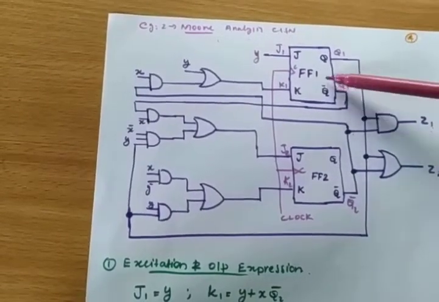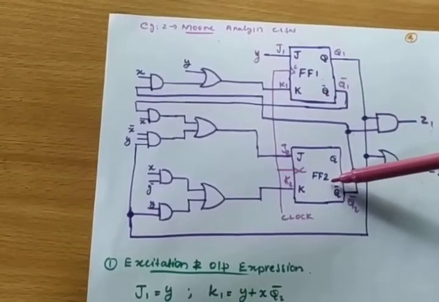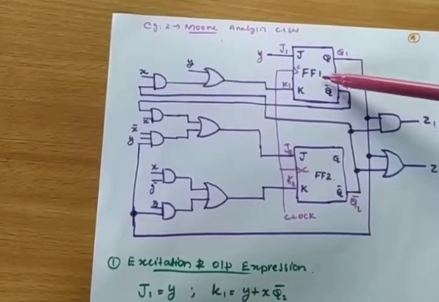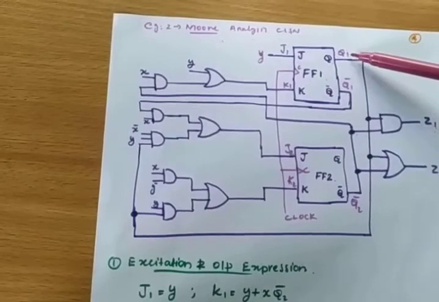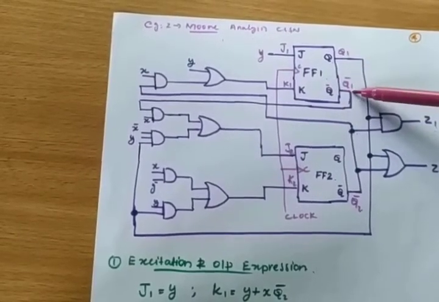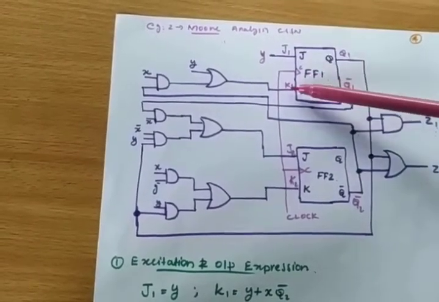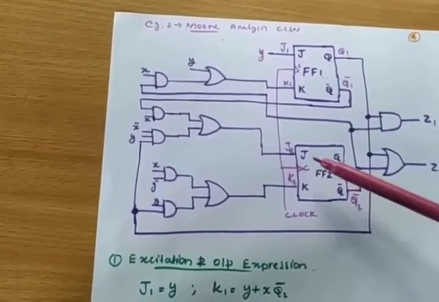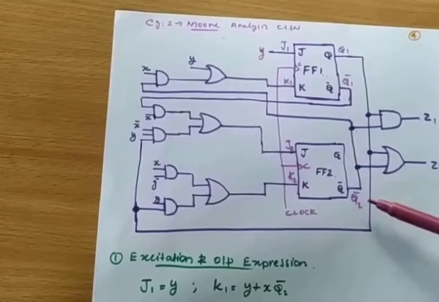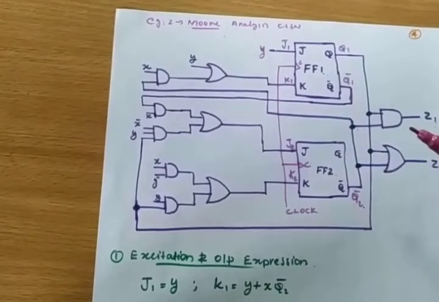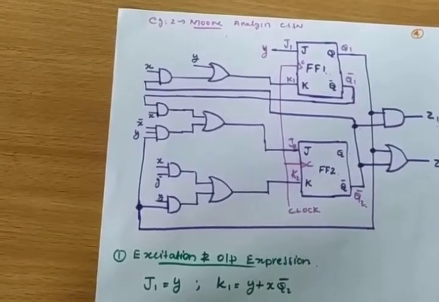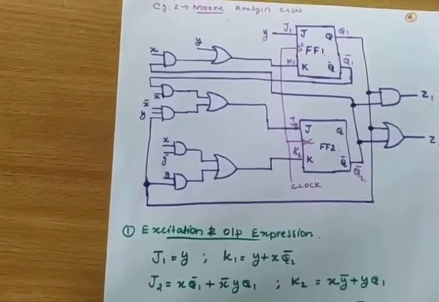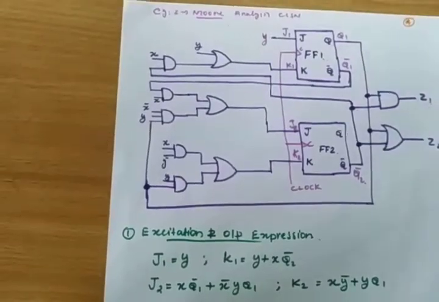This is flip-flop 1 and this is flip-flop 2. So this is state Q of flip-flop 1, and we assign it as Q1. This is Q1 bar, this is J1, and this is K1, since it is flip-flop 1. And for flip-flop 2, it is J2, K2, Q2 and Q2 bar. These are the states. So next is excitation and output expression.